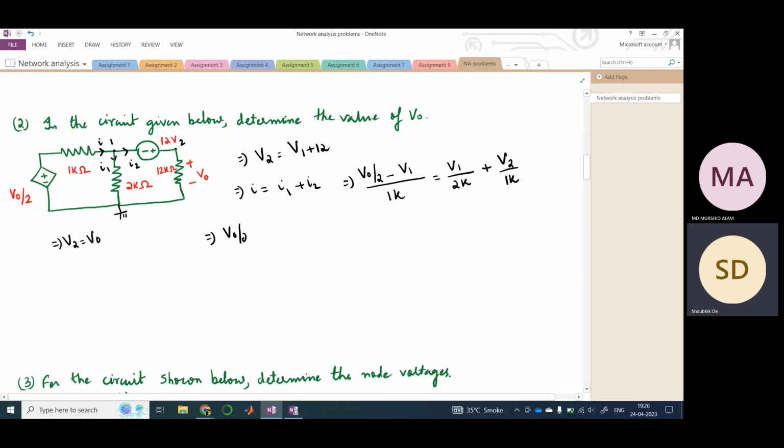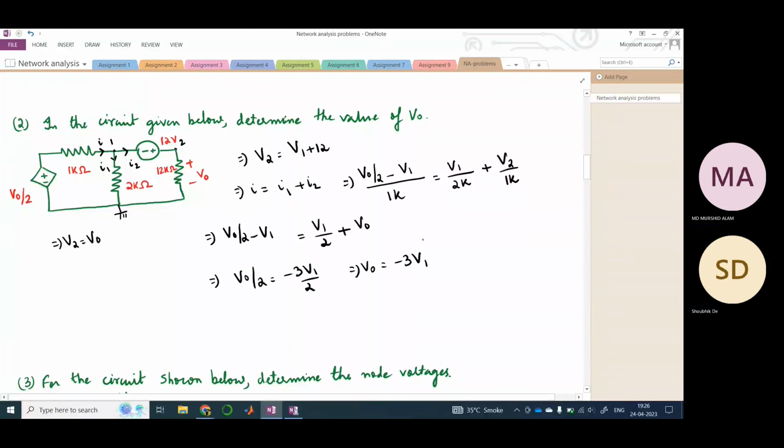So V0 by 2 minus V1 is equal to V1 by 2 plus V0, because V2 is equal to V0. Now if we take this to the other side, V0 by 2 is equal to 3V1 by 2, right? So therefore V0 is equal to 3V1. Now we need to find out the value of V0. So V1 would be minus V0 by 3.